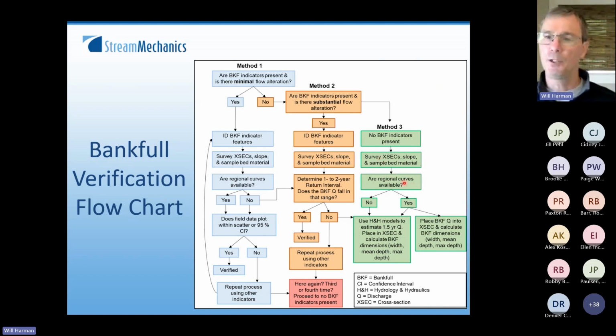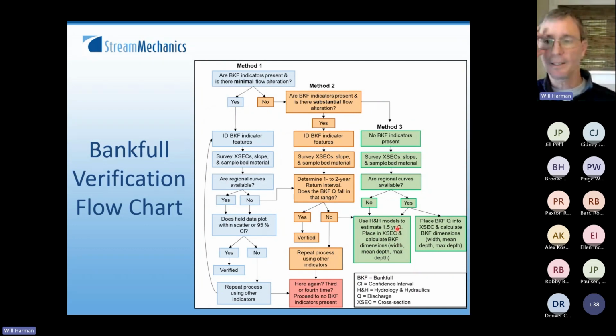And then if you have regional curves, you can put the Bankfull discharge into that cross section and estimate your Bankfull dimensions. So you'll be using that regional curve plus HEC-RAS, for example, to estimate your Bankfull width, mean depth, max depth as well. If no, then you're going to use your H&H models to estimate a 1.5 year discharge. You're going to assume your 1.5 year discharge is Bankfull. Put that in your cross section, and then you can get your width, mean depth, and max depth.